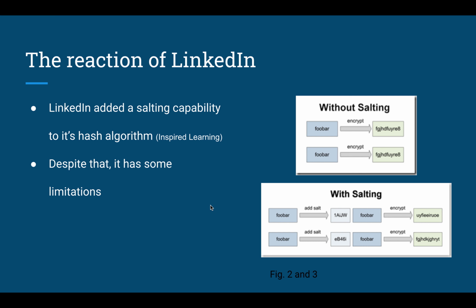It is the standard for any sensitive hash data. As you can see with the images on the right, the plain text strings in light blue, when they're encrypted without the salting, both produce the same hashed value. But when encrypted with 5 bits of random data, they get completely different hashed results.